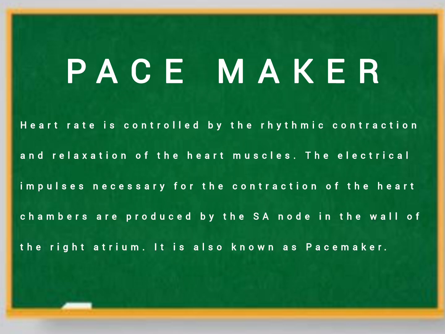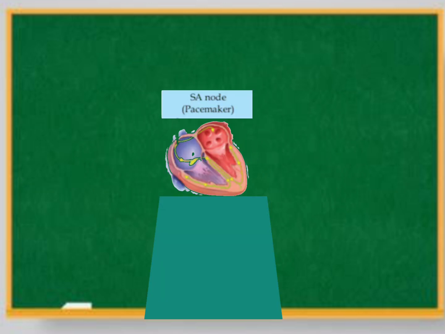Now we can look at the pacemaker. The heart rate is controlled by the rhythmic contraction and relaxation of the heart muscles. The electrical impulses necessary for the contraction of the heart chambers are produced by the SA node in the wall of the right atrium. So it is also known as the pacemaker. This is the picture of the SA node or pacemaker.